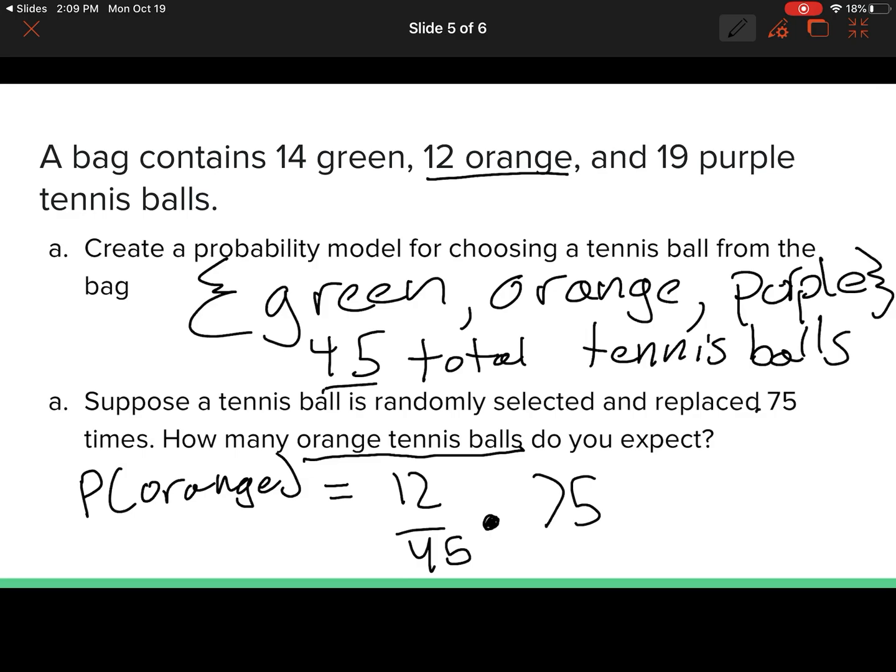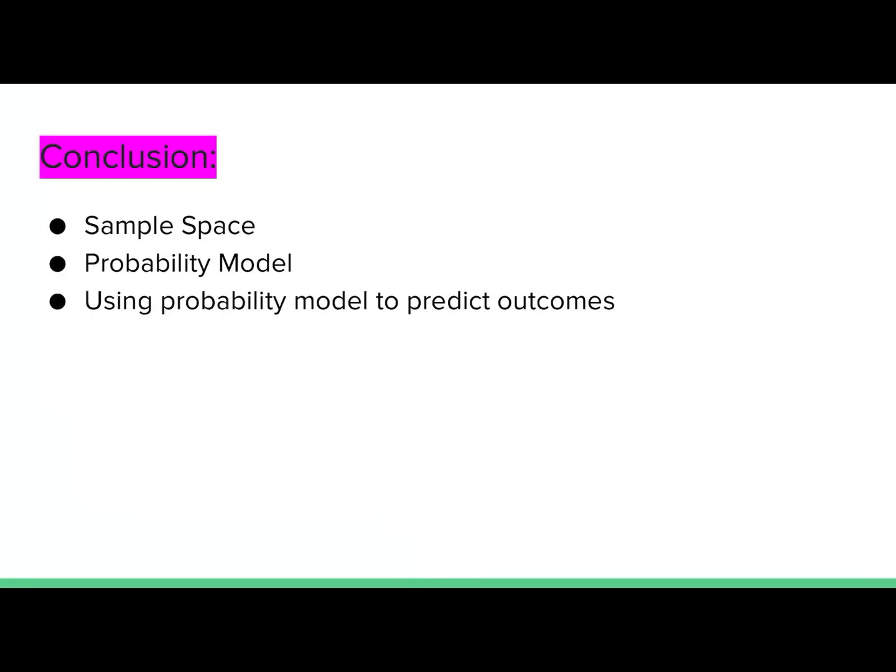Now I'm going to take that 12 out of 45 and I'm going to multiply it by 75 because that's how many times we are pulling tennis balls out of the bag, and we'll get 20 right here. This is the answer here, 20. Oops, that looks like 26. 20, right? So we do our theoretical probability, or 12 over 45, times however many times we are conducting our experiment, which is 75 here. So 12 out of 45 times 75, which gives us 20.